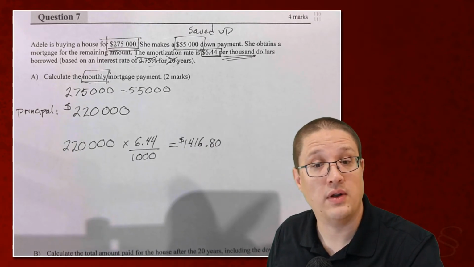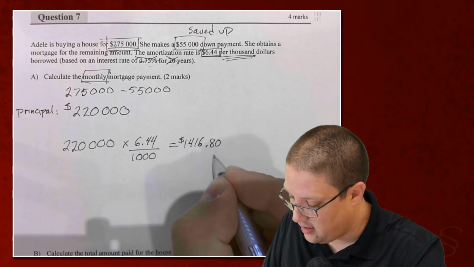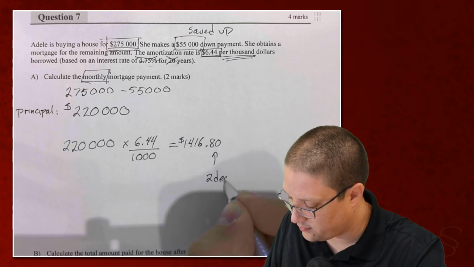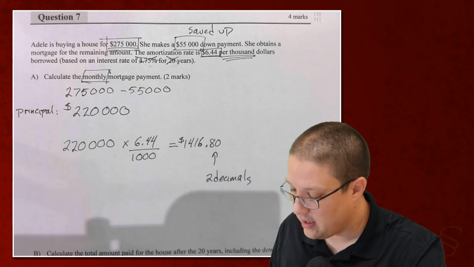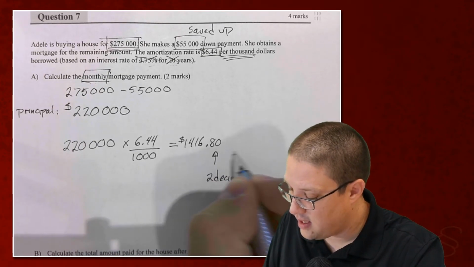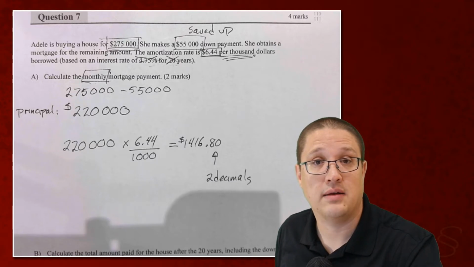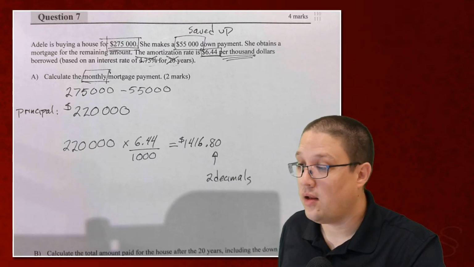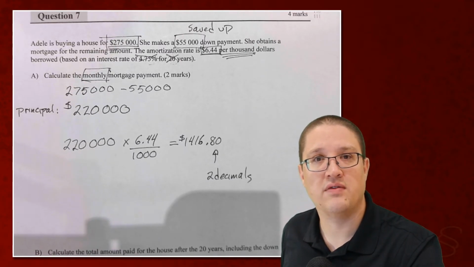Also, make sure that you're rounding this correctly. This here needs 2 decimals. This is money, so make sure that you do put 2 decimals. It's dollars and cents. And also make sure to round it correctly. All right, let's take a look at the second part and see if we can figure this out.